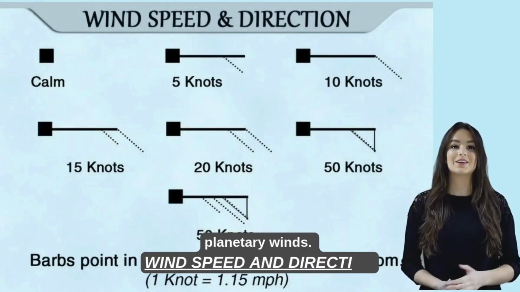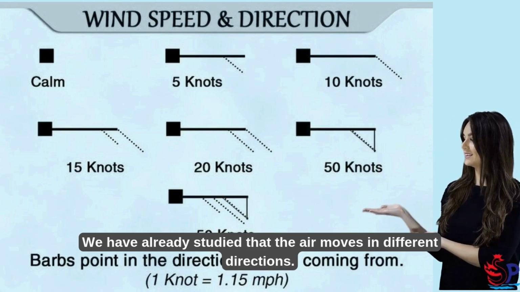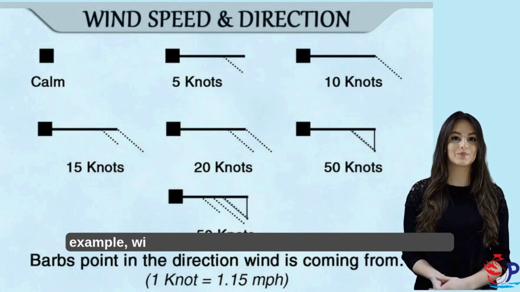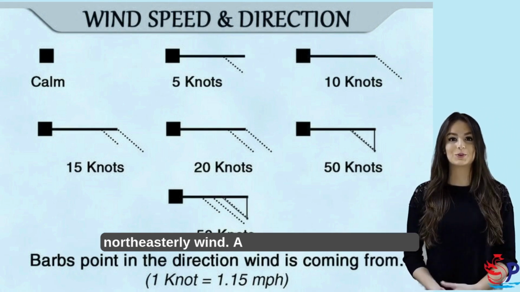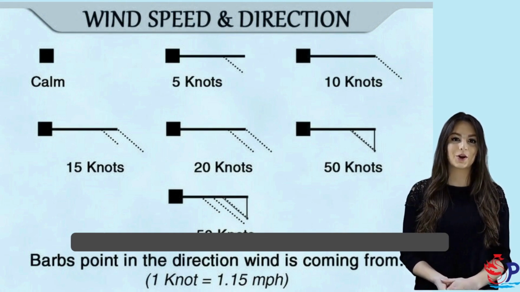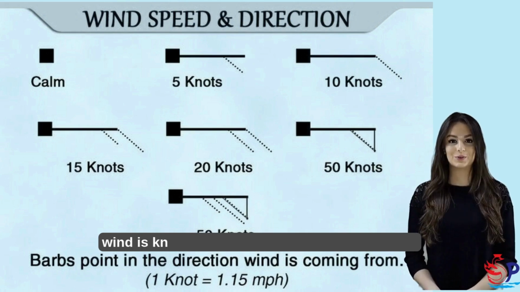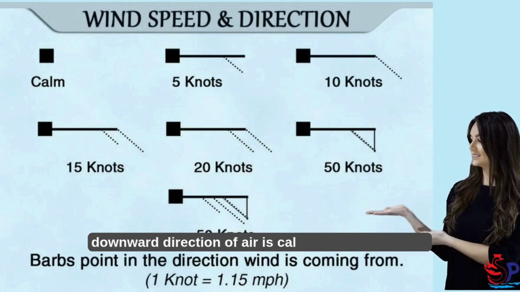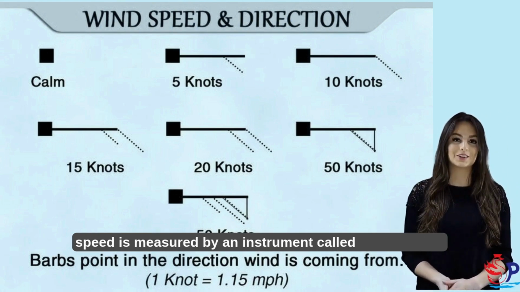Wind speed and direction. We have already studied that the air moves in different directions. A wind is named after the direction from which it blows. For example, winds blowing from the direction of northeast will be northeasterly wind. A direction from which wind blows is leeward. An instrument showing the direction of the wind is known as weather vane. The upward and downward direction of air is called air current. Wind speed is measured by an instrument called anemometer.